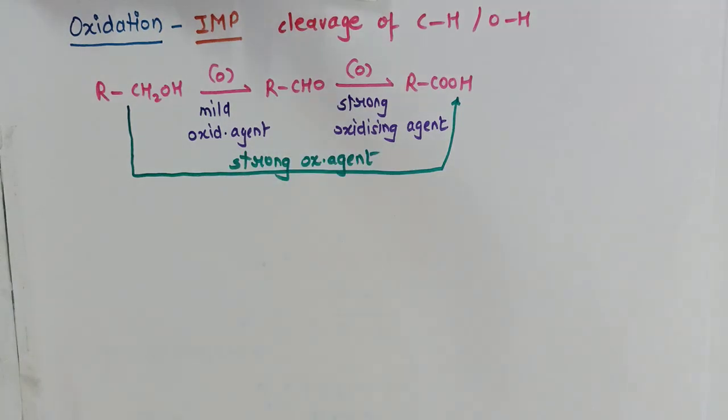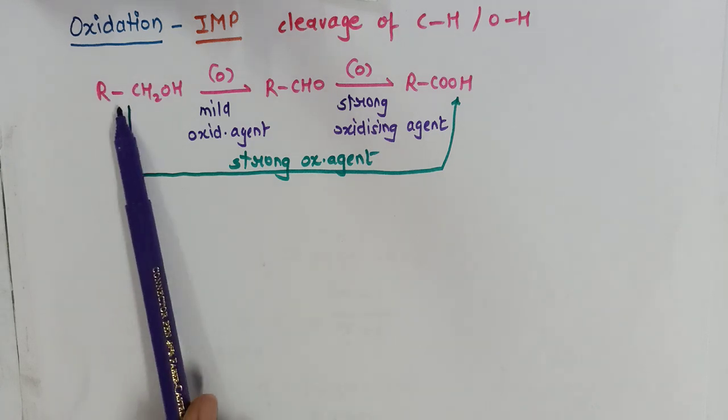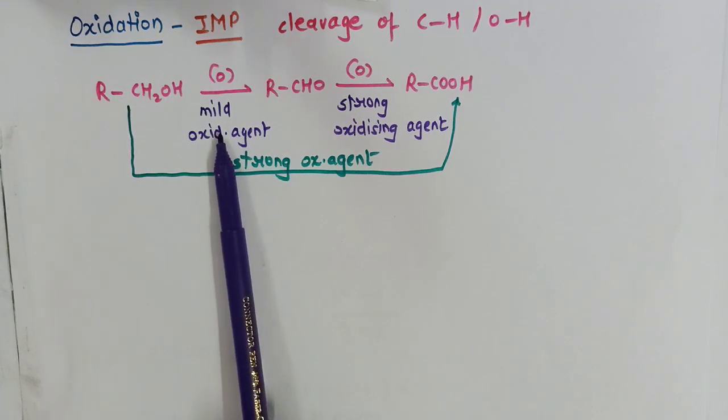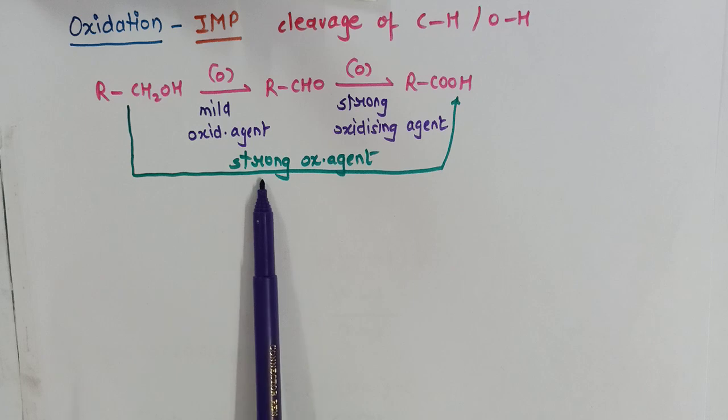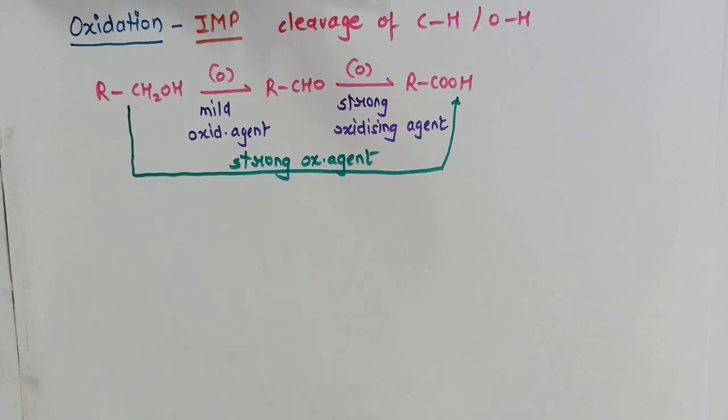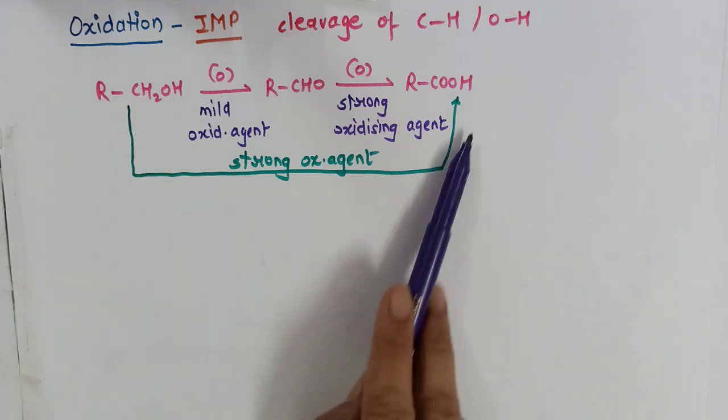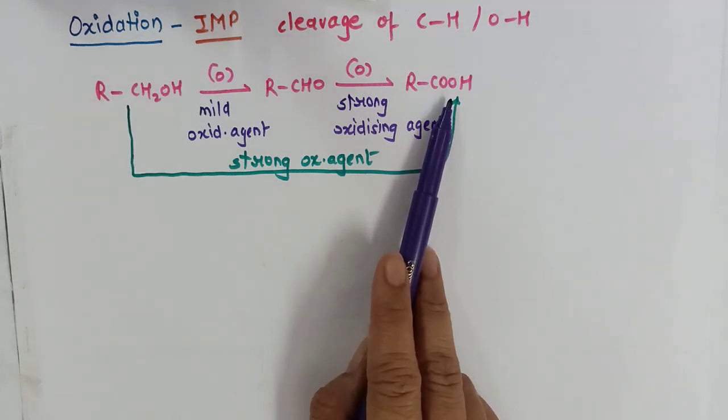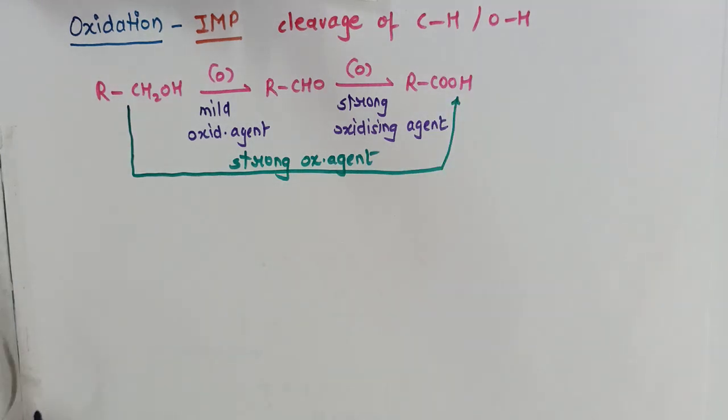This is also the reason that when we are converting alcohol to aldehyde, we use a mild oxidizing agent. If we use a strong oxidizing agent like alkaline KMnO4 or acidified potassium dichromate, the acid will be formed directly. Now, the same thing happens in a reverse way also.